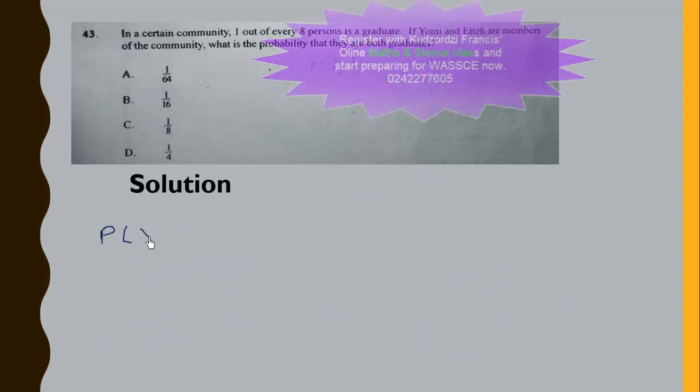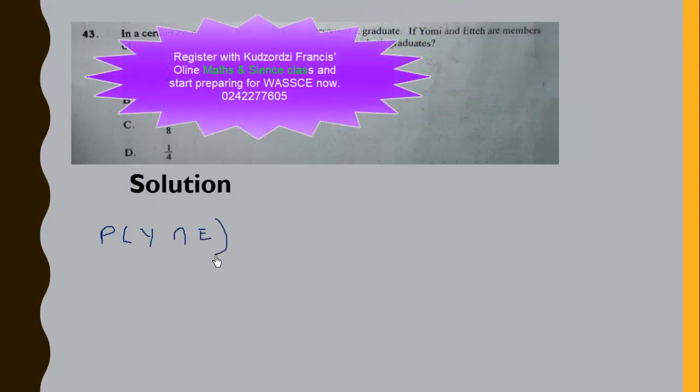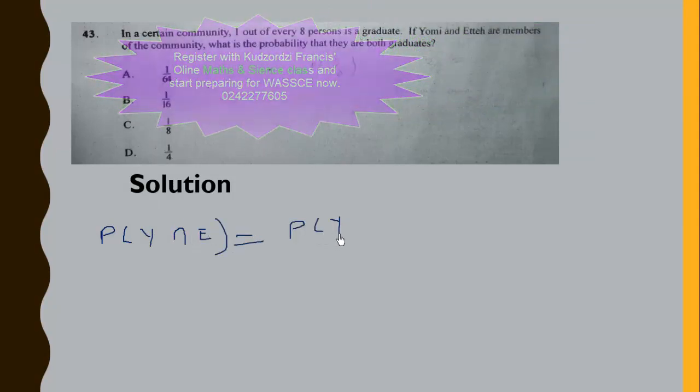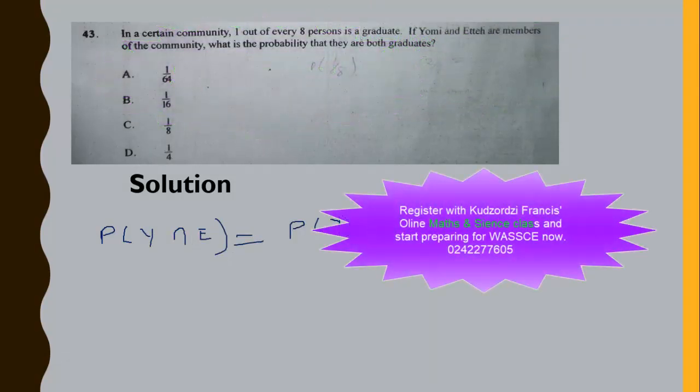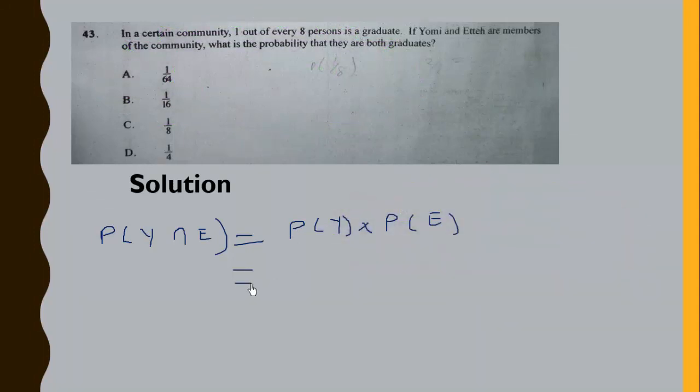Now we have this, and the probability of y and e is given by probability of y times the probability of e. So we know that the probability of each of them is 1/8. So 1/8 times 1/8, which is 1/64. We have this over here: which of the following statements is false.